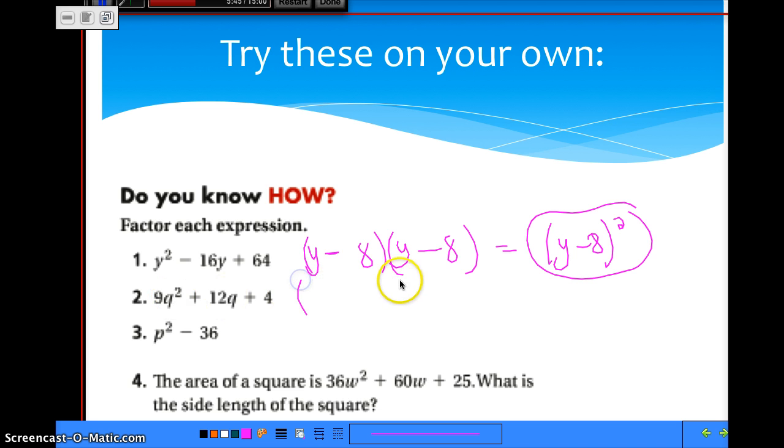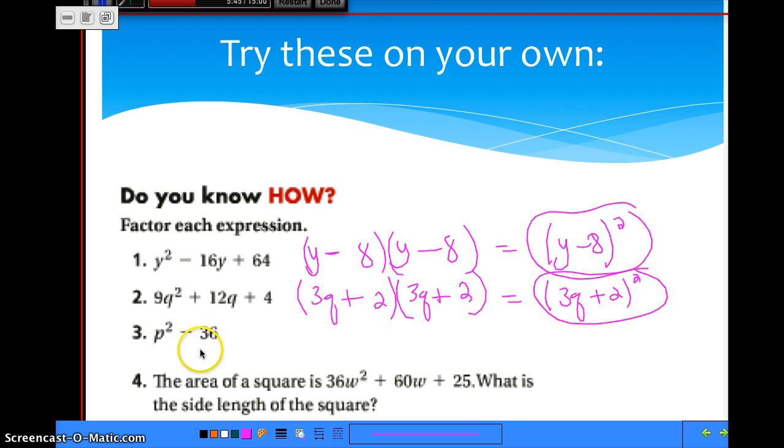Perfect square trinomial again. The square root of 9q squared is 3q. Square root of 4 is 2. They're both plus, so I need a plus and a plus. How are they going to leave the answer? 3q plus 2 squared.